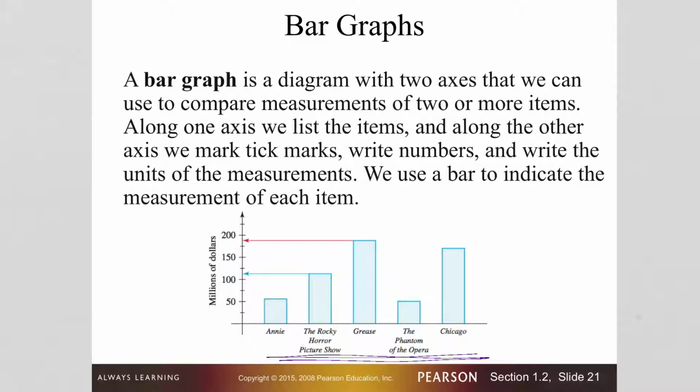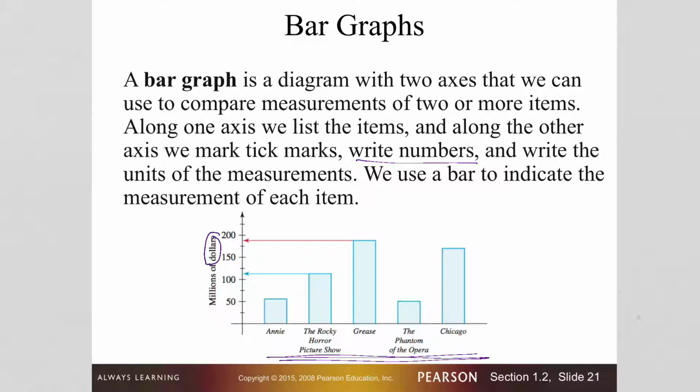And along the other axis we mark tick marks, and we write numbers and write the units of measurement. So notice here are the units of measurement, dollars. We use a bar to indicate the measurement of each item. So if you look at Annie, Annie is right here. And, of course, that line, I didn't draw it exactly straight, but it's slightly higher than 50. So Annie made over $50 million.